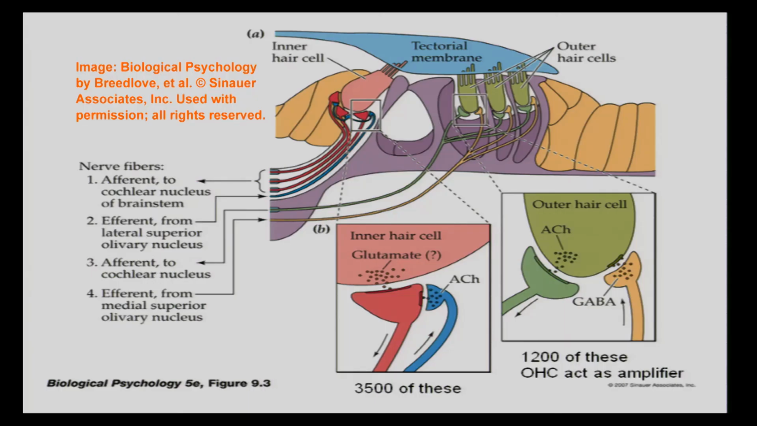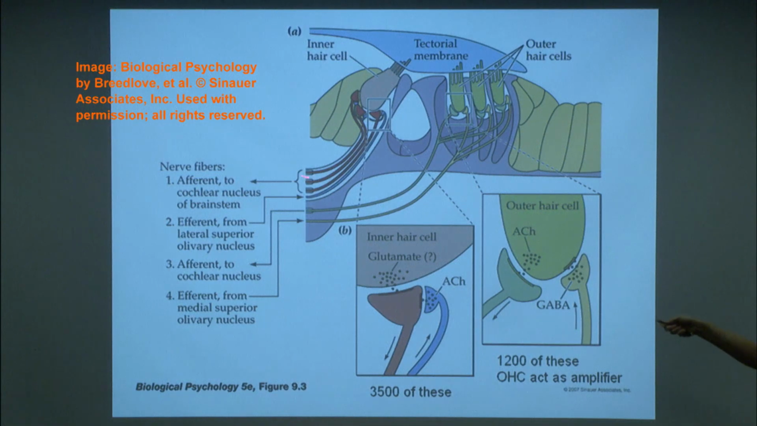Here is another bigger picture. Here's the basilar membrane. We're in the scala media. These are the components of the organ of Corti. The basilar membrane, inner hair cells, outer hair cells. Here are the hairs, or stereocilia. And down here are the afferent and efferent fibers.